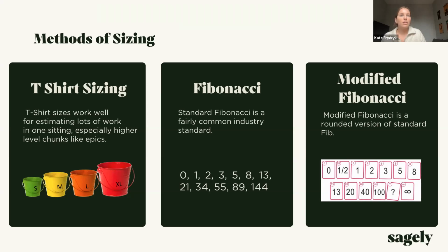Fibonacci. Standard Fibonacci is an industry standard for software development. Basically how you get to Fibonacci, and Austin kind of gave us the precursors, you add the previous number to get to the next number. So it goes up in larger increments as you go up on the scale.